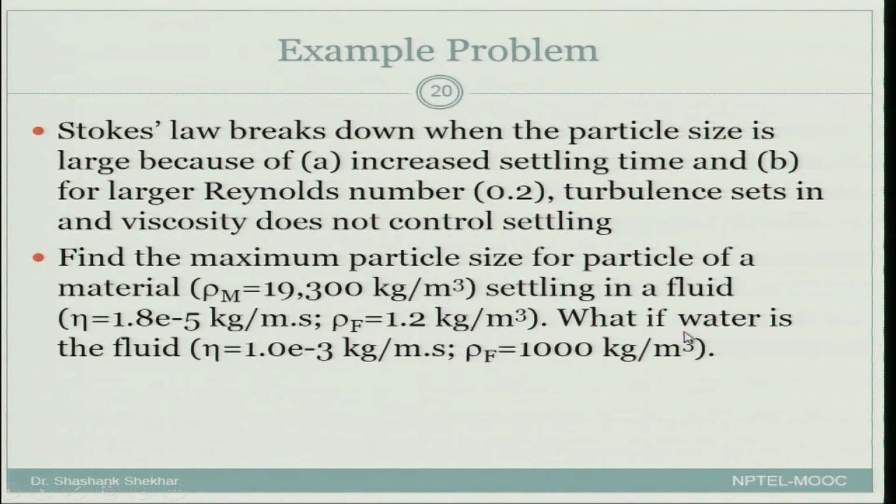The fluid density and viscosity are given, and then you have to do the same calculation for another fluid. The difference is that this time the viscosity is very different, and also the density is very different. So we will see how these parameters make a difference to the maximum particle size. So let us try to solve this problem. Remember what we are trying to do. We are trying to get the maximum particle size that can be characterized using sedimentation.